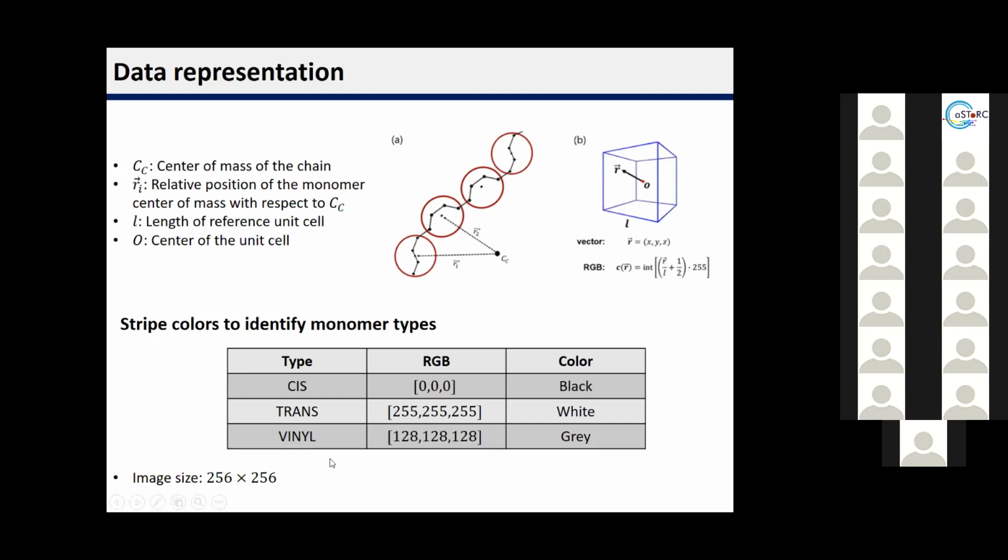Moreover, to identify the different monomer types, we place a unique color stripe before and a unique color stripe after every monomer representation. For the cis monomers, we have a black color stripe. For the trans monomers, we have a white color stripe. And for the vinyl monomers, we have a gray color stripe. We have to note that we utilize an image size of 256 by 256 pixels per image.